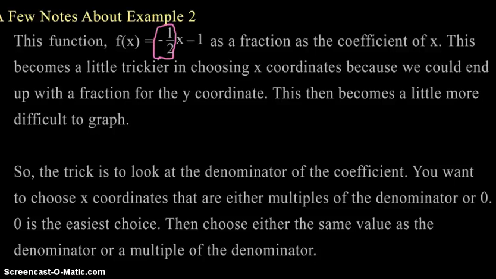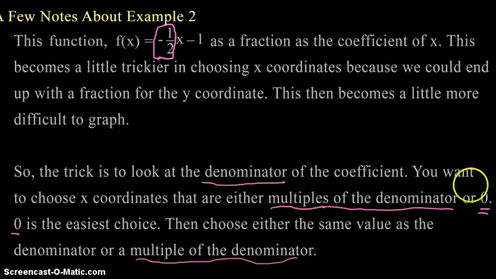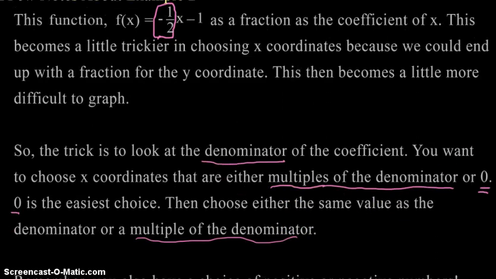So, the trick is to look at the denominator of the coefficient. So, titingnan natin yung denominator daw ng coefficient. So, you want to choose x coordinates that are either multiples of the denominator or 0. So, yung isang value natin doon dapat is 0. And then choose either the same value as the denominator or multiples of the denominator. Tulad nung ginawa natin kanina sa taas.